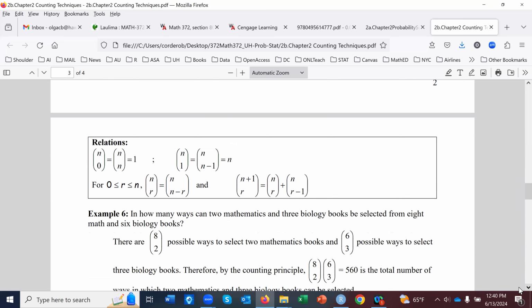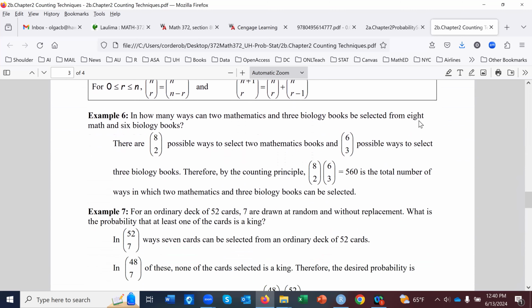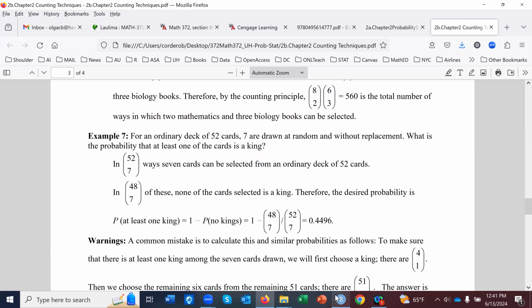So let's see here. In how many ways can 2 math and 3 biology books be selected from 8 math and 6 biology books? To choose the math books, I have 8 choose 2, and 6 choose 3 for selecting the biology ones. So the counting principle gives the product of these numbers, okay? Now, this will help with the homework.